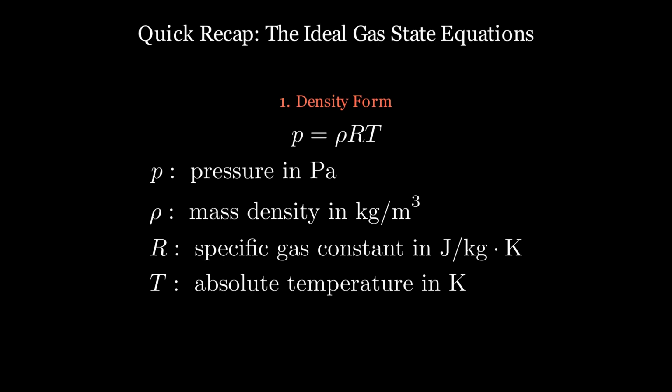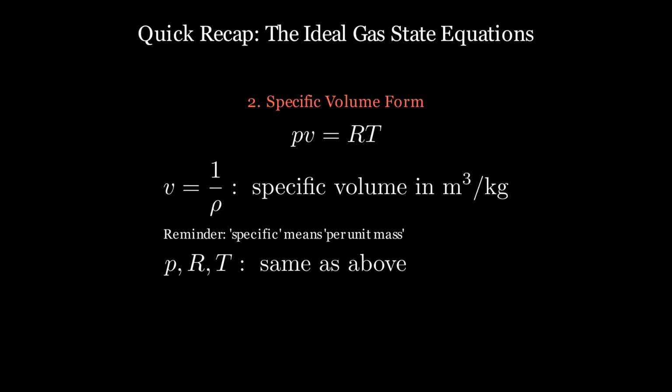In our previous lesson, we explored how ideal gases behave and how pressure, volume, and temperature are linked by the ideal gas law. Let's now review the different forms of this equation, each useful in different situations. This is the density form, where we express the relationship using mass density. Next, we have the specific volume form, which focuses on volume per unit mass, often useful in fluid mechanics.